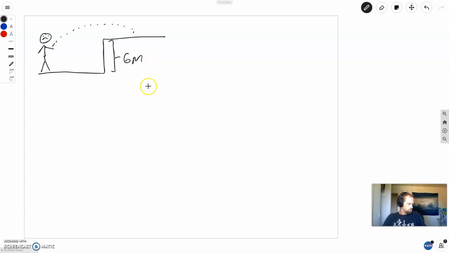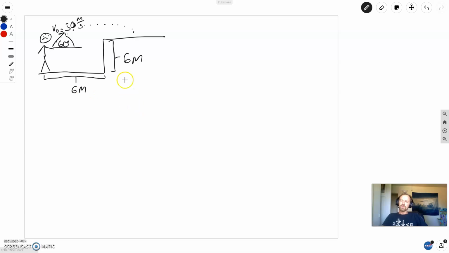And you're going to throw it at an angle of 60 degrees. And we know that you are 6 meters from the roof. So 6 meters tall. And then we know, of course, that we throw it with a velocity of v naught equals 30 meters a second.